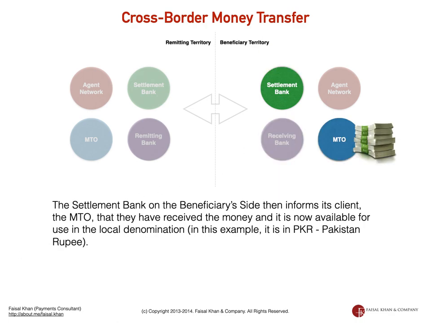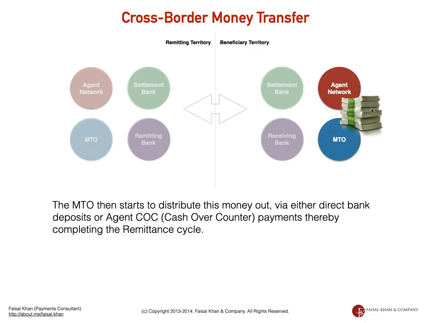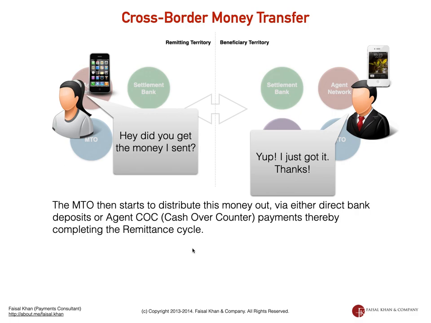The settlement bank then informs the money transfer operator, hey, listen, I have your money in local PKR, here it is, and you are now all set for distribution, which is what they do with the agent network, right? Money can be given out either directly in bank deposits or as cash over the counter, COC. The MTO then starts to distribute this money either via direct bank account deposits or agent cash over the counter, therefore completing the cycle.